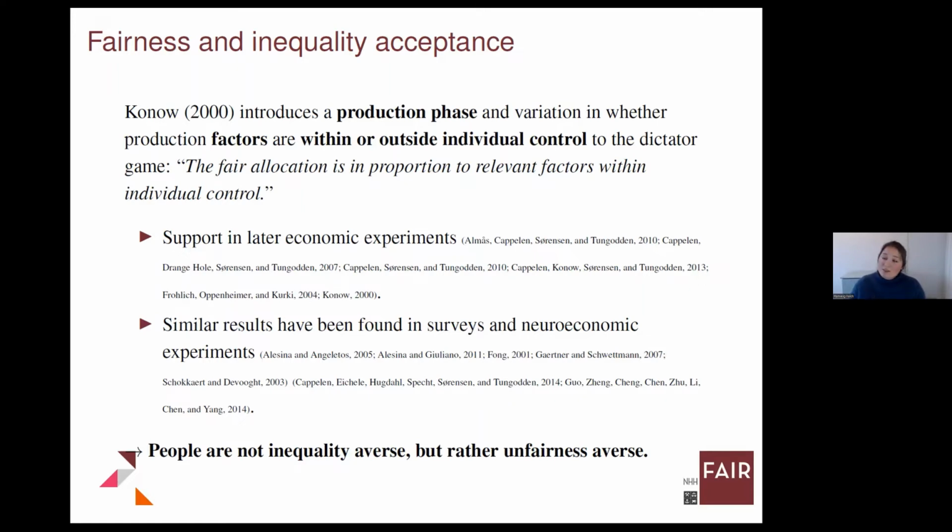In his experiment and also later experiments, there seems to be support for this, that we have this differentiation when it comes to the source of inequality. That seems to be important. And authors find the same thing when it comes to survey evidence and also neuroeconomic experiments. It's not really that people are inequality averse, they seem to be unfairness averse.